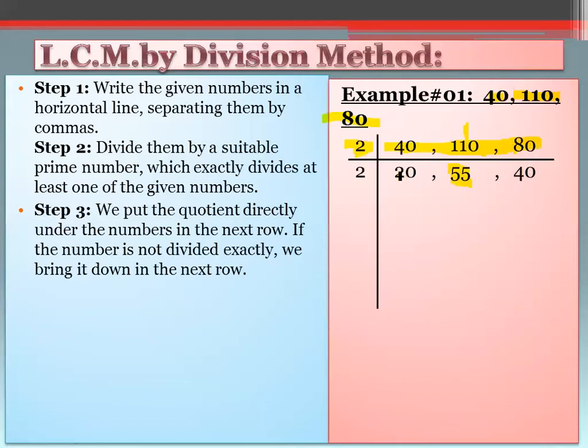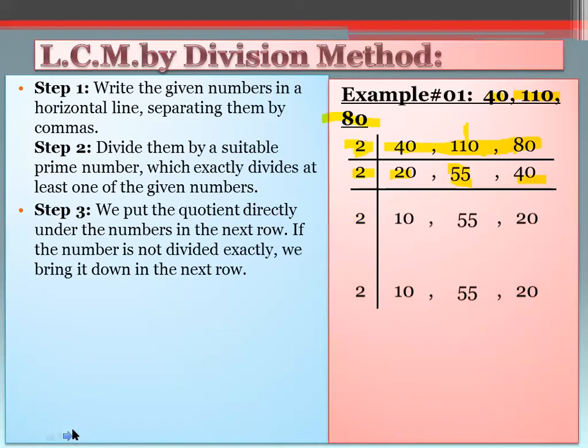So in the next step here you have 20 and 40. You can divide this 20 and 40 by 2 as well, but you cannot divide 55 by 2. So it's okay, no problem. If you cannot divide 55 by 2, you will simply copy it to the next step.